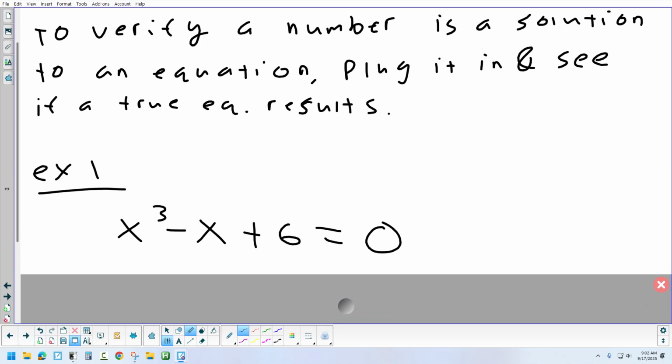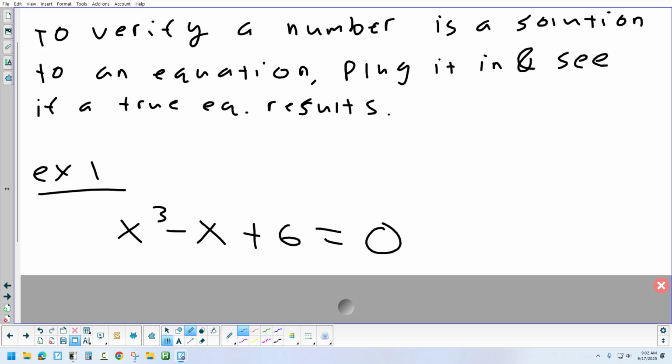So let's look at this one. First, looking at that equation, what would make that a little bit harder to solve, maybe, where you wouldn't necessarily see that in Algebra 1? What makes that equation a little bit harder to solve? Yeah. Yeah, it's cubed. It's a cubic.